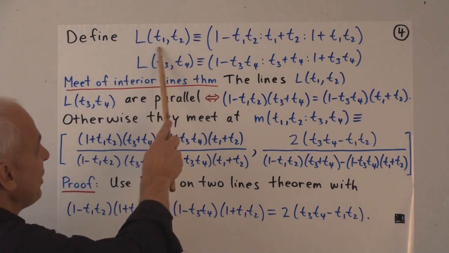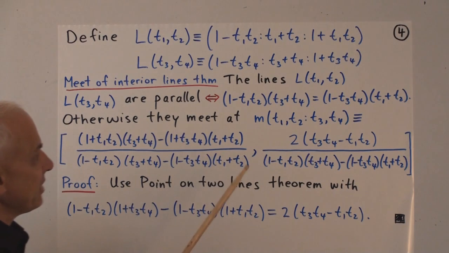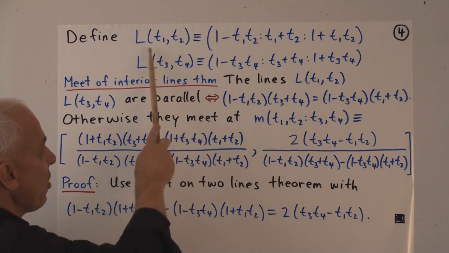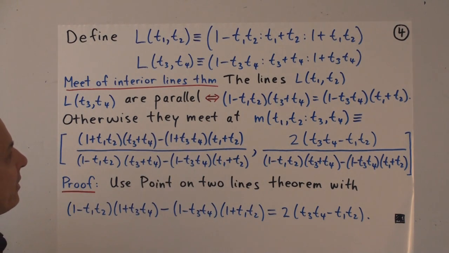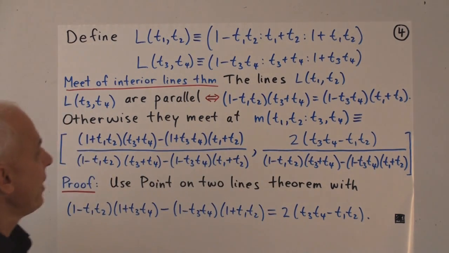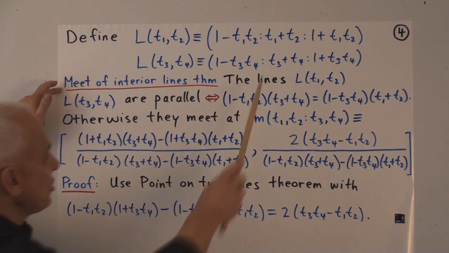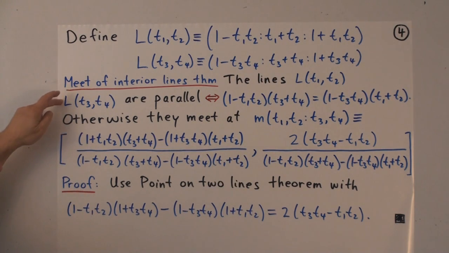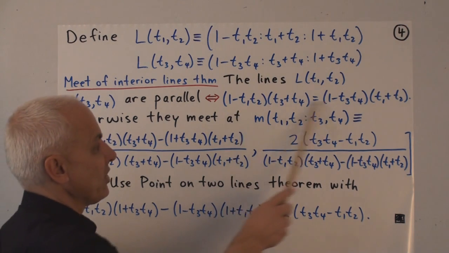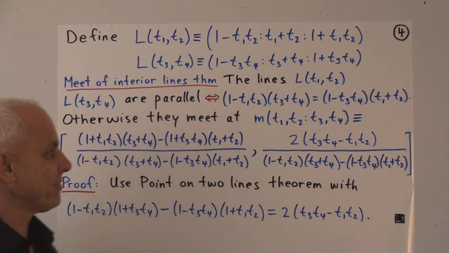So there's L of t1, t2. We're going to make this definition. Let's call this expression, the line joining e of t1 and e of t2, L of t1, t2. And so there will be L of t3, t4, same thing. And this is now what we're interested in, the meet of interior lines theorem: that these 2 lines, L of t1, t2 and L of t3, t4, are parallel, first of all, precisely when this condition holds. So it could easily be that those 2 lines are parallel.